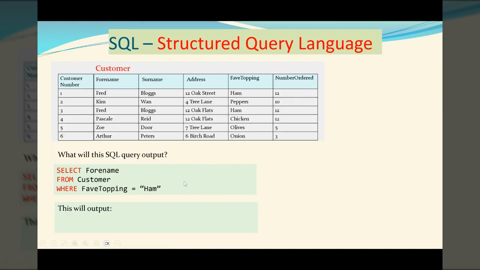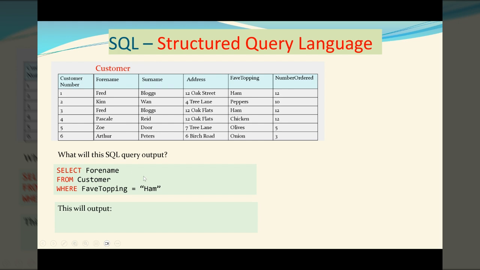Let's have another go at another one. So here we go. What will this SQL query output? So we've got select forename from customer, where fave topping equals ham. So pause the video, have a go at the answer, and then we'll walk through it and see how you got on.